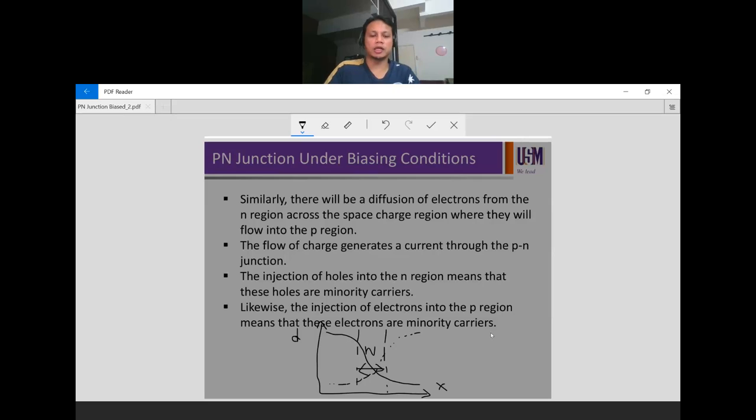When we need to calculate the PN naught and NP naught, if you revisit your previous topic, this is what it means. The injection of holes into the N-type region means that these holes are now minority carriers. If this is your P-type, hole is the majority carrier in P-type. The moment they diffuse into the N-type, the hole becomes a minority carrier.